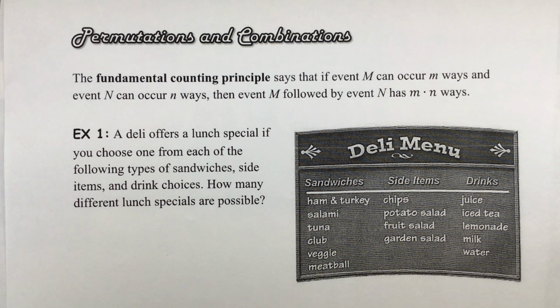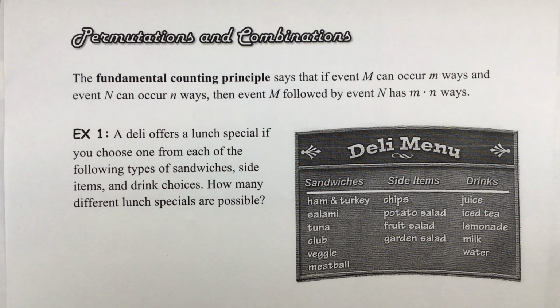Let's take a look at example 1. A deli offers a lunch special if you choose one from each of the following types of sandwiches, side items, and drink choices. How many different lunch specials are possible? Okay, so let's start small. Suppose that you are going to choose a ham and turkey sandwich. If you choose the ham and turkey sandwich, you have 4 side items that you can follow it by, which means if we're just looking at the sandwich and the 4 side items with it, you have 4 different combinations that you can create.